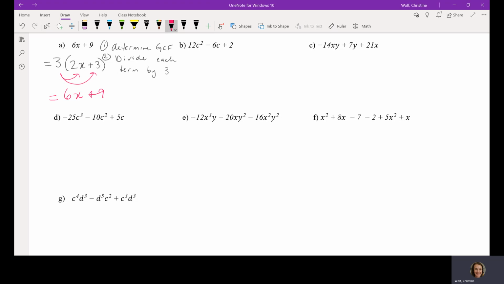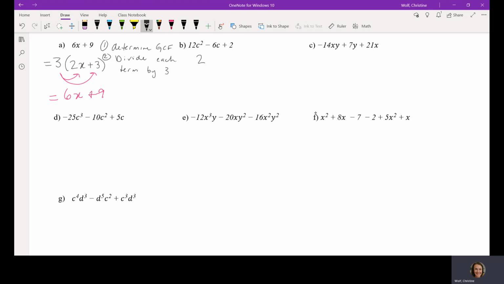So now I have 3 terms, 12c squared minus 6c plus 2. I have to find a common factor between all 3 terms now. So looking at 12, 6, and 2, can I divide all of them by 2? Yes, I can. I can divide 12 and 6 by 3, but that doesn't matter because I can't divide 2 by 3. It has to be common to all of them. So the only number that's common between all 3 is the 2.